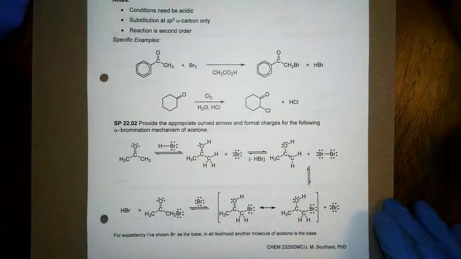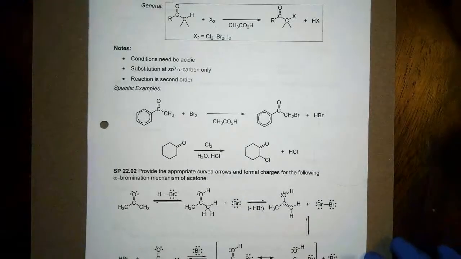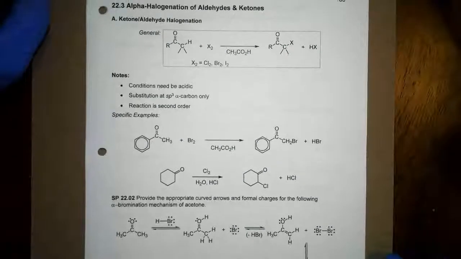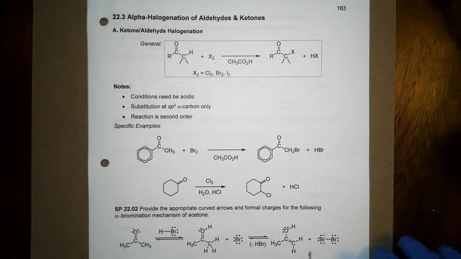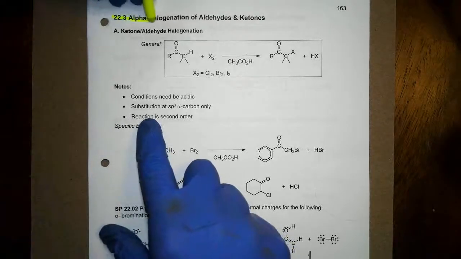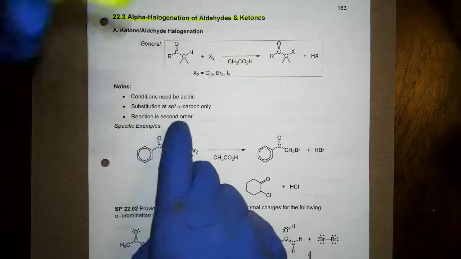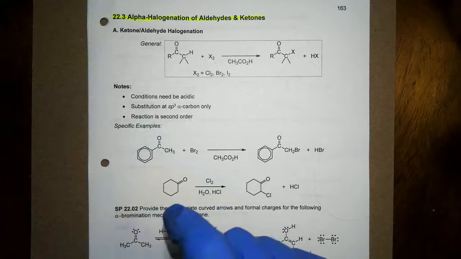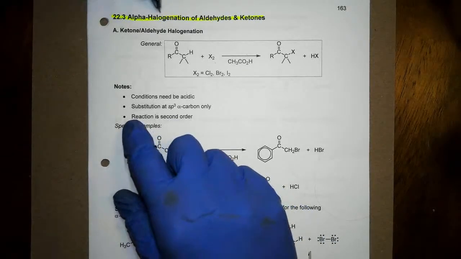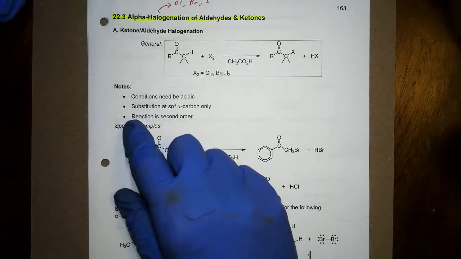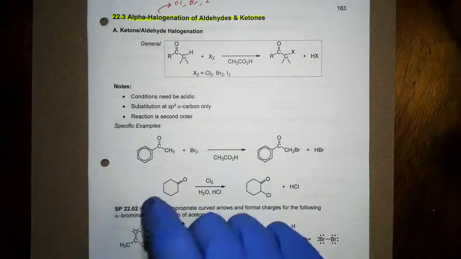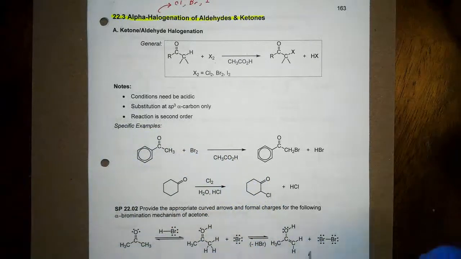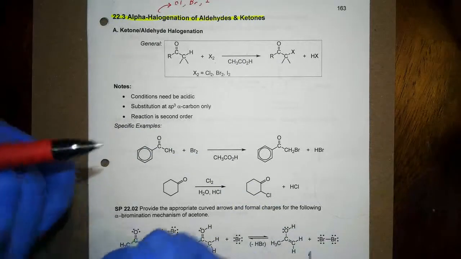And let's go to page 163, where we're going to look at a specific kind of halogenation reaction. So this is alpha halogenation of aldehydes and ketones. Now, just as the name suggests, what does that suggest to you? It means we're going to put a halogen on an alpha carbon. The halogens you're going to see will be things like chlorine, bromine, or iodine. You may notice we don't have fluorine, because you can't do it with fluorine. You have to use a different process.